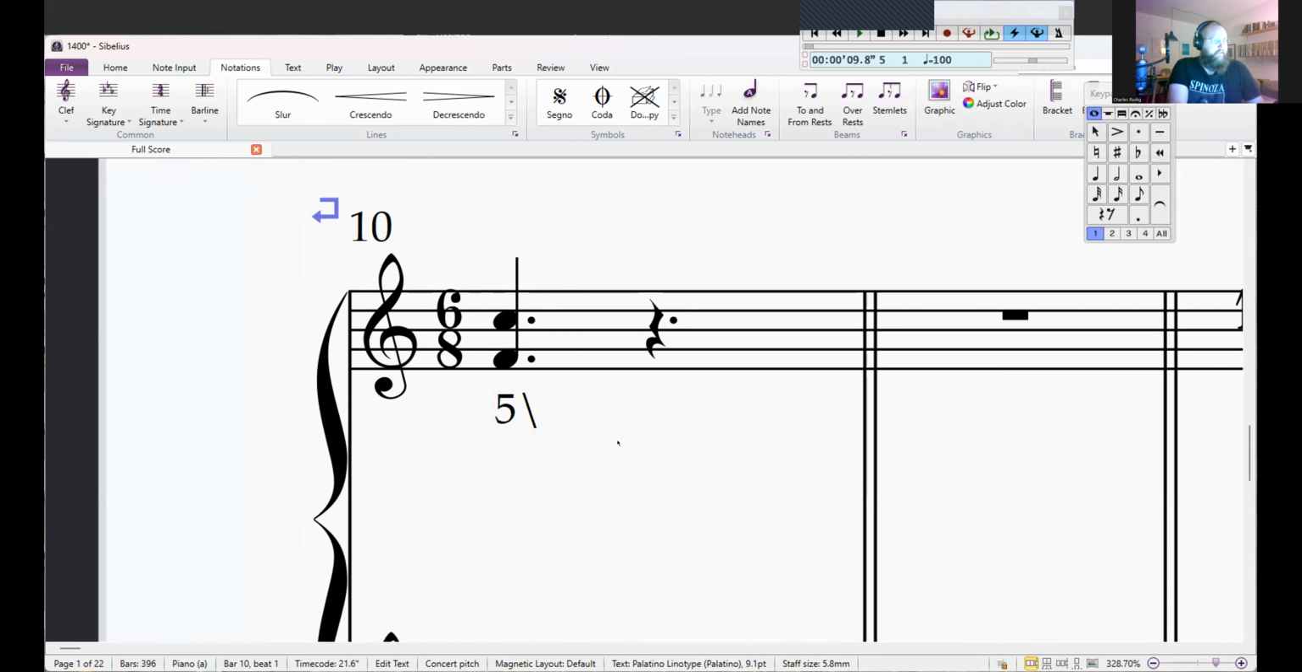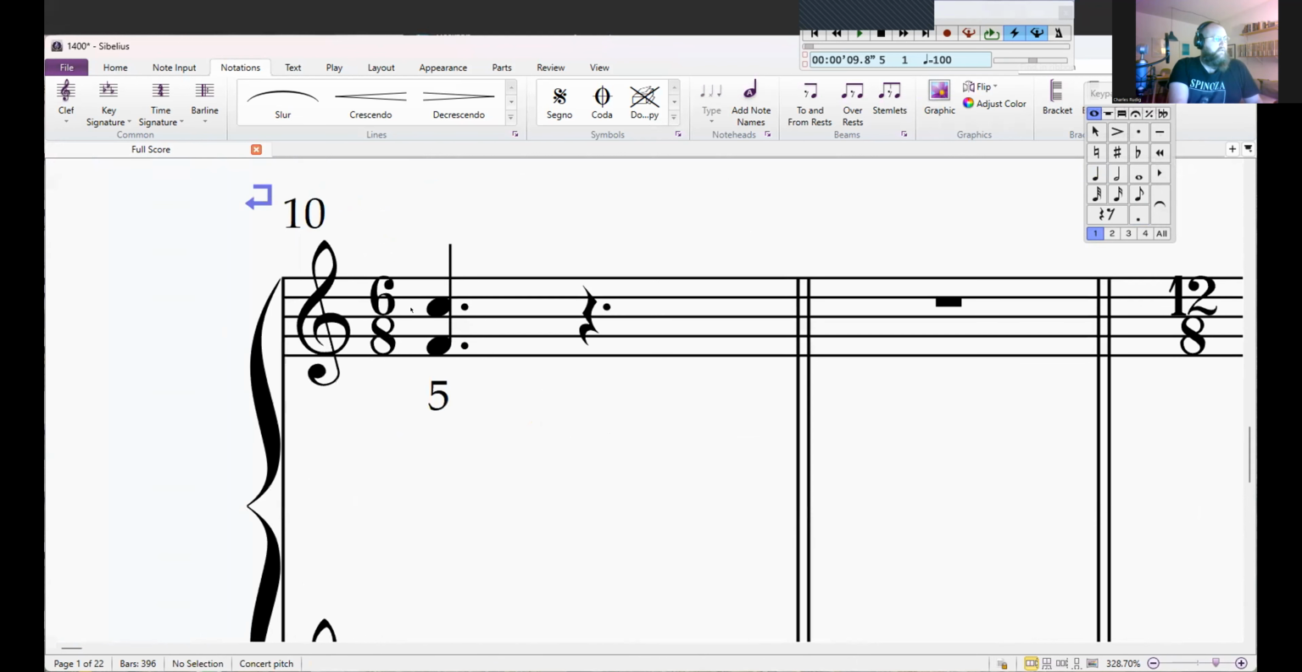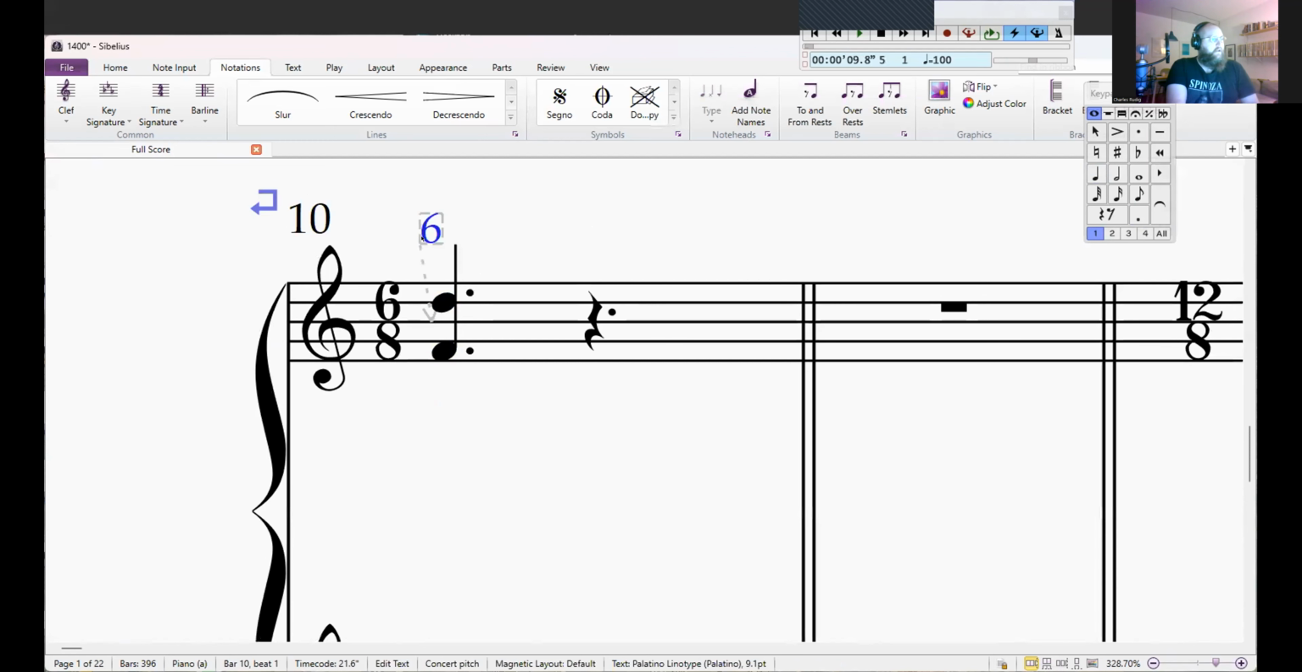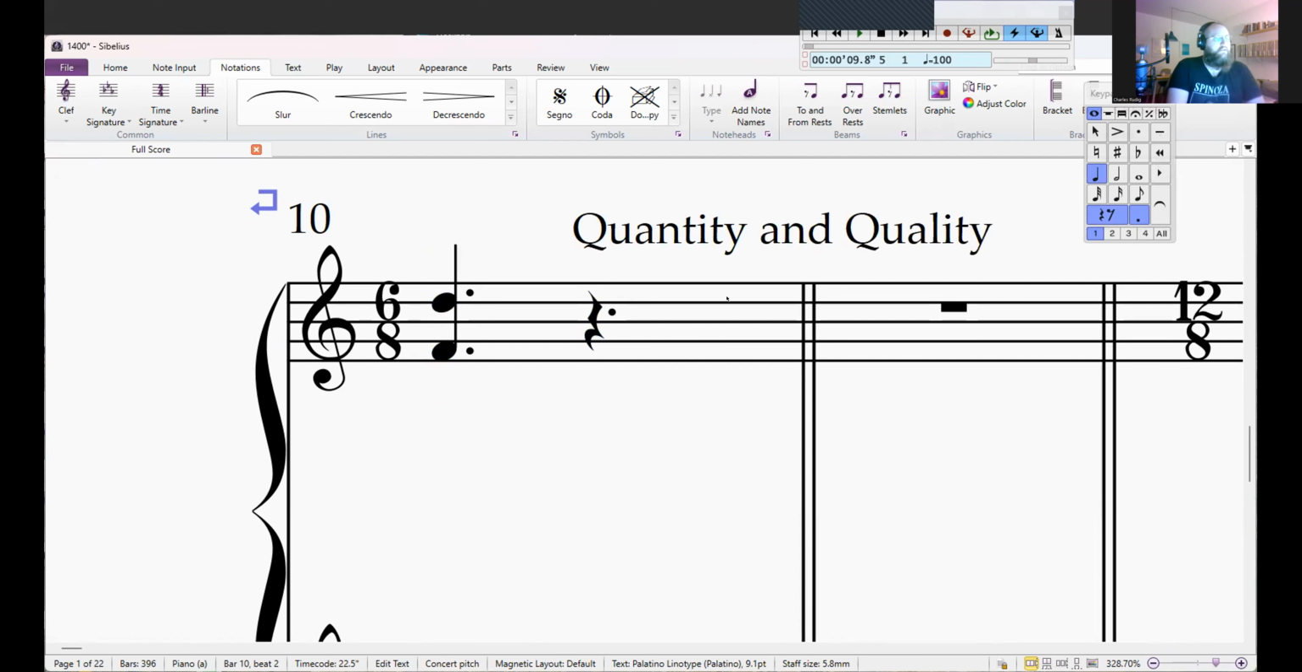But that means fifth. Okay, so what would happen if I were to take this top note and move it up a step? It's F to D. So F, G, A, B, C, D. So now this would be a sixth. Okay. So that is your quantity. So quantity and quality.